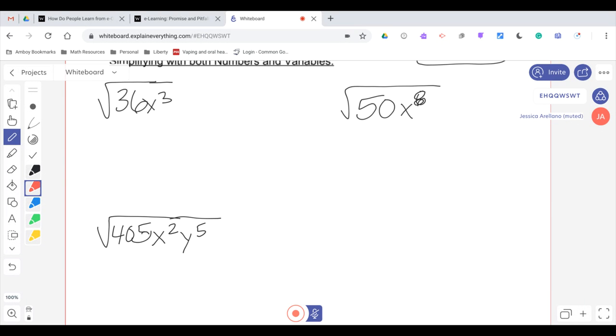Okay. Let's go back up to the 36x cubed. Now we all should know that 36 has a square root, so I'm going to leave it alone. But the x cubed, I'm going to split into x squared and x. The 36 becomes a 6. The x squared becomes an x. And I have 1 x left over inside the square root. So that is my final answer.